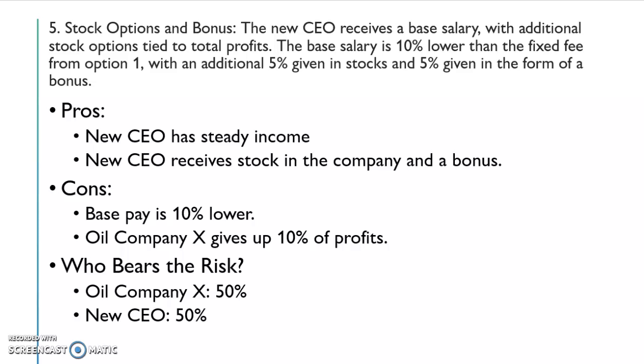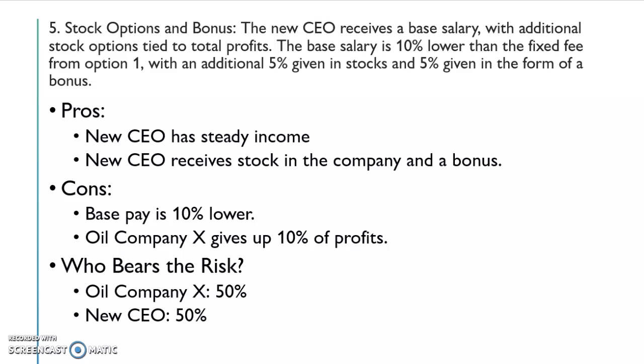So who bears the risk? This one's about 50-50. The company is assuming some risk by giving up 10% of their profits and giving the CEO 5% in the form of stock and 5% in the form of a bonus. This may appear more lucrative to the CEO, but it is a better option than the 10% of revenue they would give up in scenario number 4.